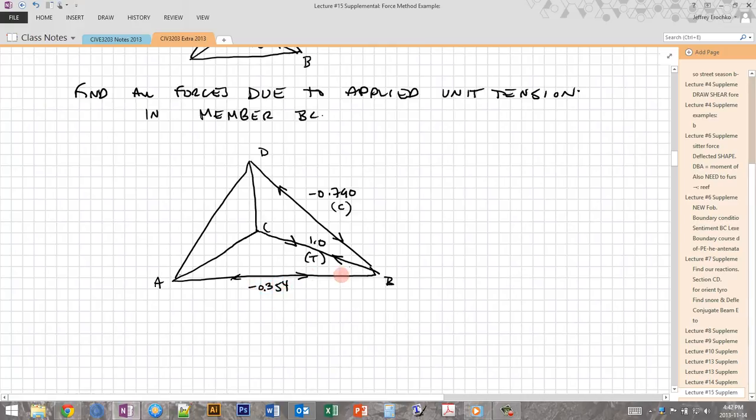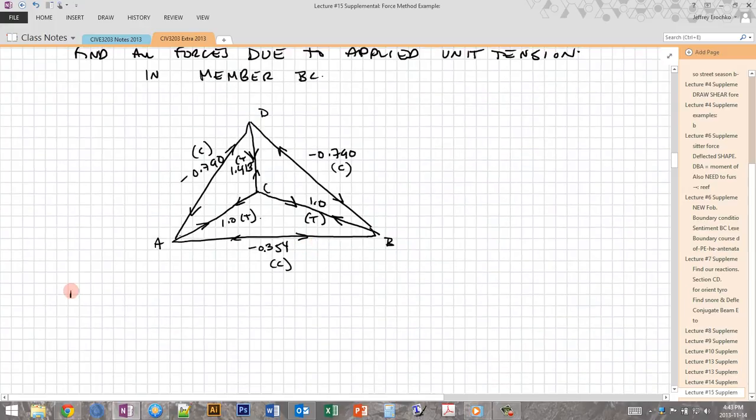Then I can find this one from the horizontal components of these two. Then from here, I can find member AD, so the horizontal component of DB has to equal the horizontal component of AD. So this one is going to be in compression also, negative 0.790 in compression. Then I can find DC, which has to pull down, and this is 1.413 tension, and that just leaves this last one here, which is going to be 1.0 in tension. Okay, and now we have determined our virtual system.